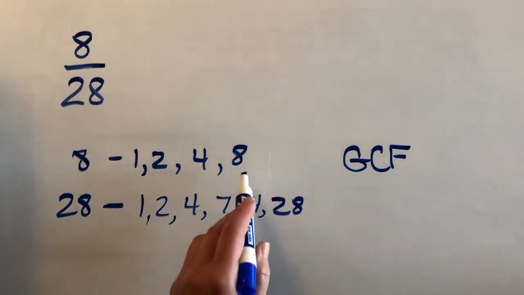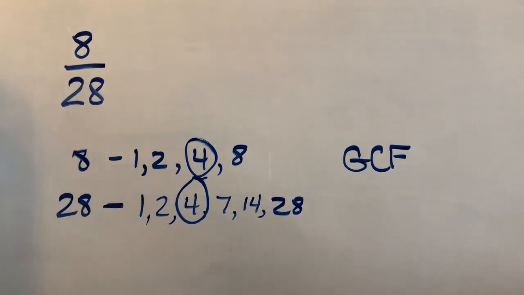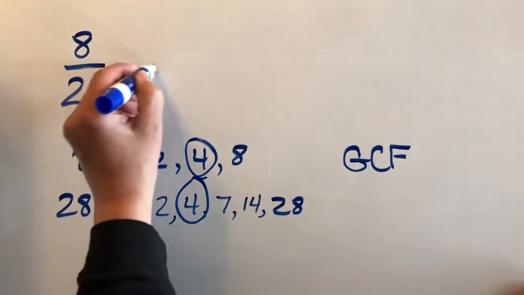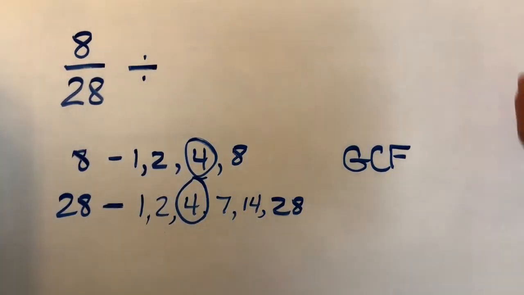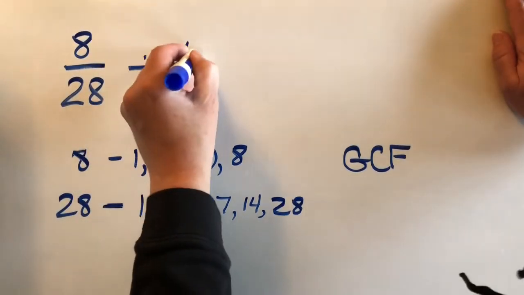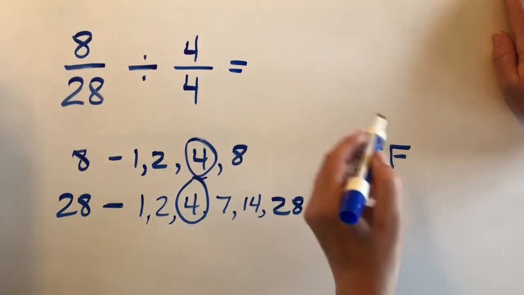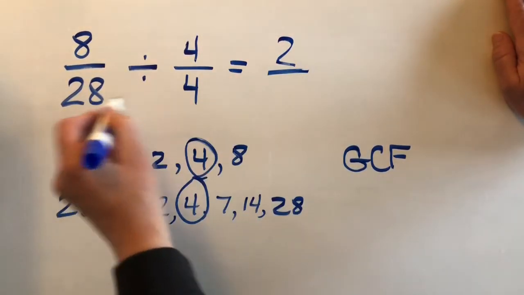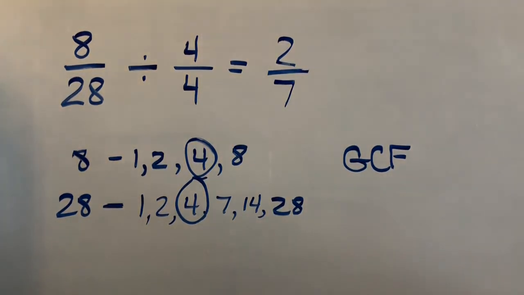And if you notice here, the greatest one would be this 4. It's the largest one they have in common. They do have a 2 in common, but the 4 is bigger, obviously, so that's the GCF. Now we're going to divide this fraction by a whole, and we want to use that greatest common factor in making our whole, so it's going to be divided by 4/4. And once again, we're going to divide straight across, so 8 divided by 4 is 2, and 28 divided by 4 is 7. So 8/28 is equivalent to 2/7.